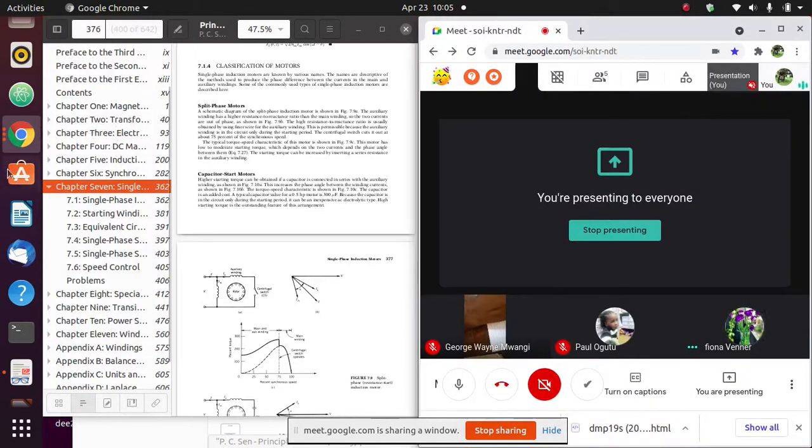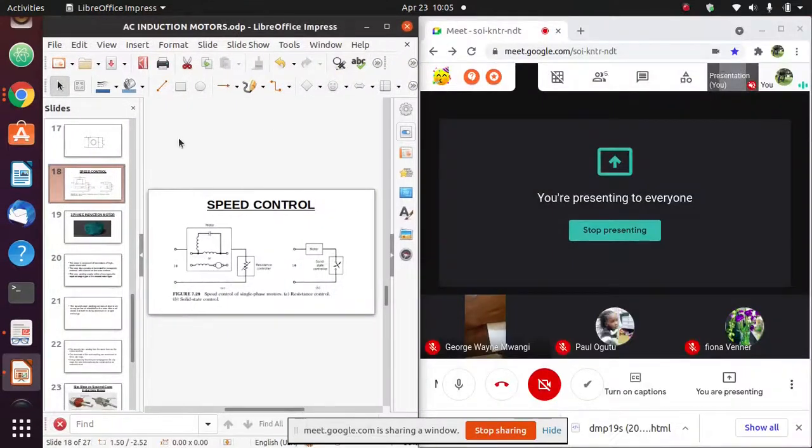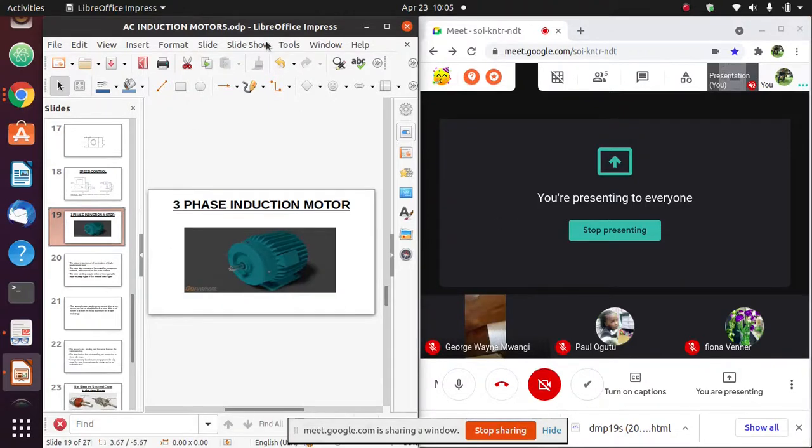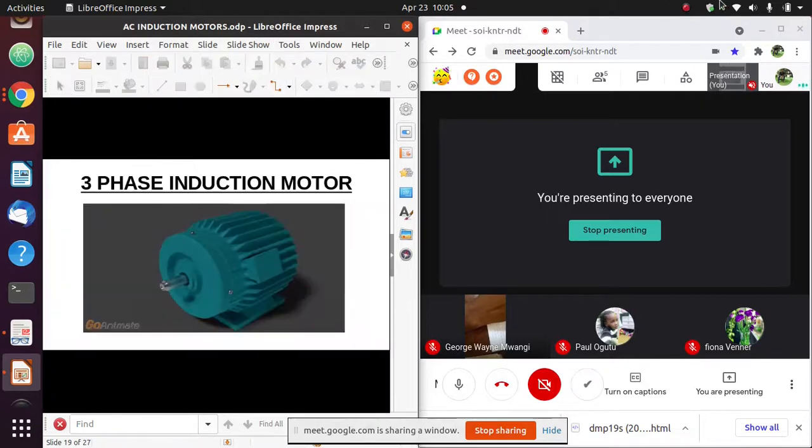Now what I'll do is I will play a small video so that we can have an idea of how three-phase induction motors work. So please tell me whether you can hear and whether you can see.